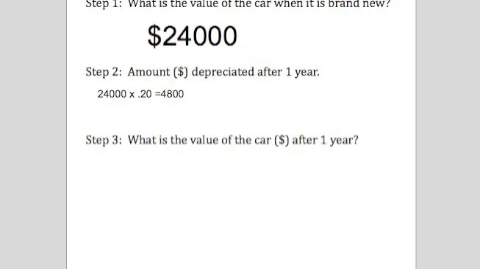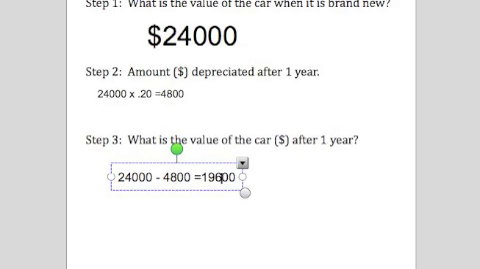So then step 3 asks you, what is the value of the car after 1 year? The original value of the car is 24,000. We're going to subtract the amount that is depreciated, and you'll notice that the value of this car after 1 year is going to be $19,600. My apologies, a minor error here. It is not $19,600, but it is $19,200.